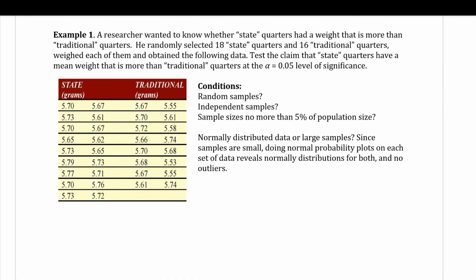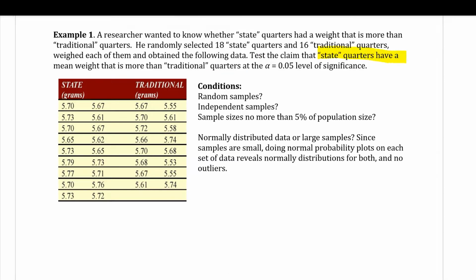All right, so example 1. Looks like we have data here, so let's go ahead and get our calculators ready to input this data. But let's go ahead and read this first. It says, a researcher wanted to know whether the state quarters had a weight that is more than traditional quarters. He randomly selected 18 state quarters and 16 traditional quarters, weighed each of them, and obtained the following data. Test the claim that state quarters have a mean weight that is more than traditional quarters at a 5% level of significance. All right, so it looks like that's our claim statement right there.